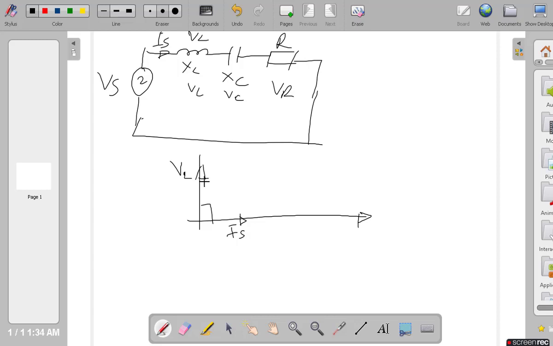So in form of a vector, the voltage across the inductor is in the 90 degrees orientation. Now this current will pass through the capacitor. Now when it goes through the capacitor, what happens? The current leads the voltage VC in the capacitor by 90 degrees.